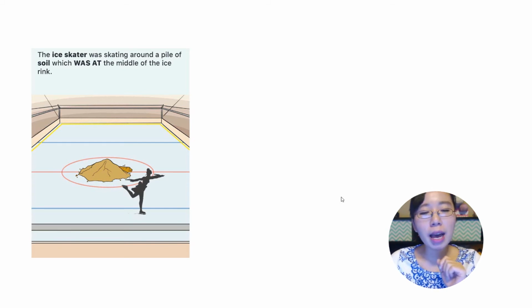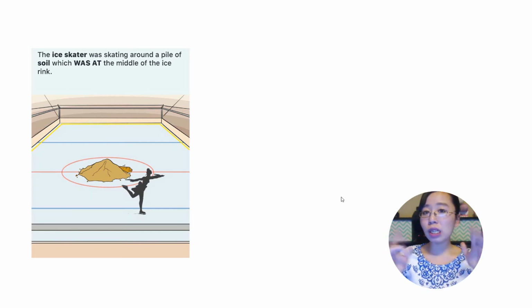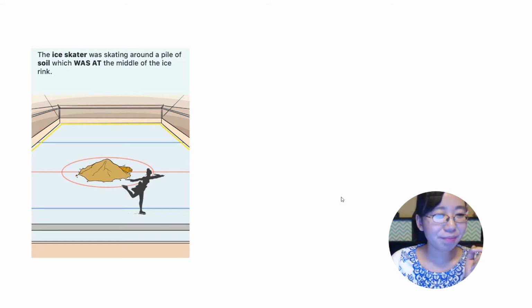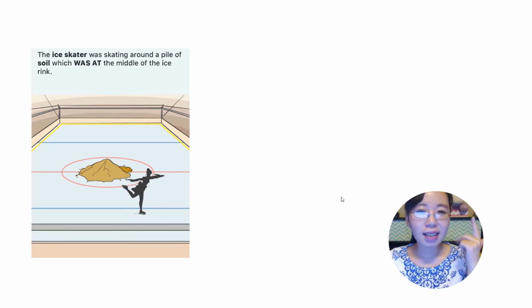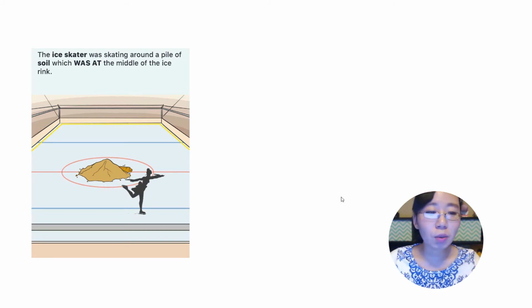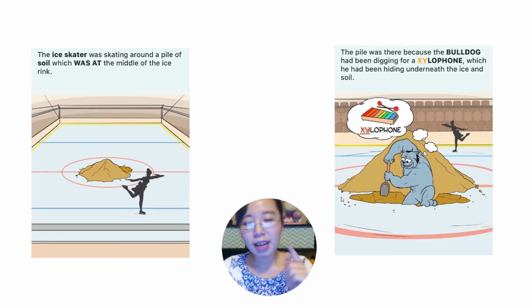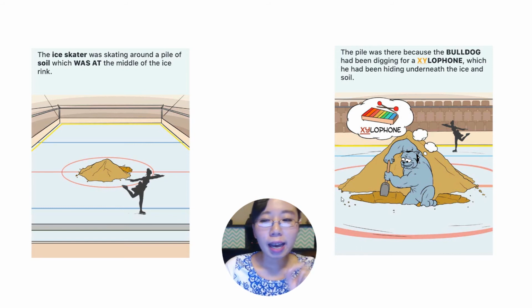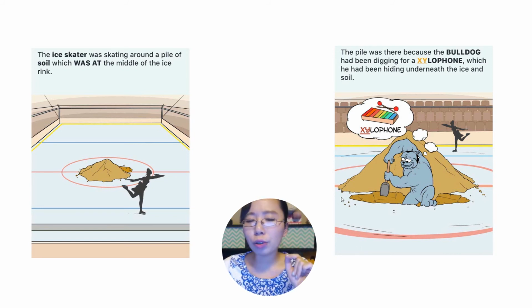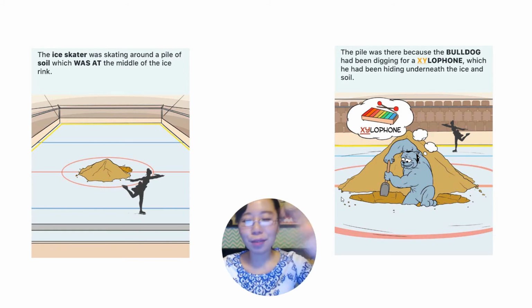So right off the bat, what does the new character we're going to see in a second mean? 1, 2, 3. That character means was at. And now let's look at its sound. The pile was there because the bulldog had been digging for a xylophone, which he had been hiding underneath the ice and the soil. So the sound is "z" with the bulldog, which represents the angry fourth tone.